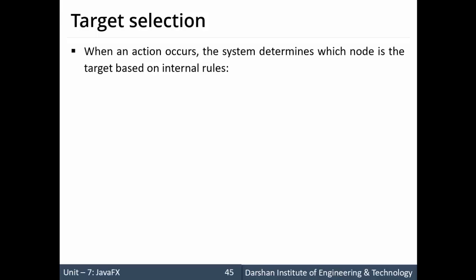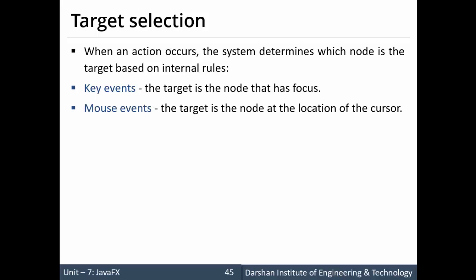So there are various targets. First of all, it will check if it is a key event, then the target is the node on which the focus is. If it is a mouse event, then the target is the node at the location of the cursor. That means where our mouse pointer actually is. In this case, say this is my mouse pointer, so it is located over here, so it will find out the location of the cursor.